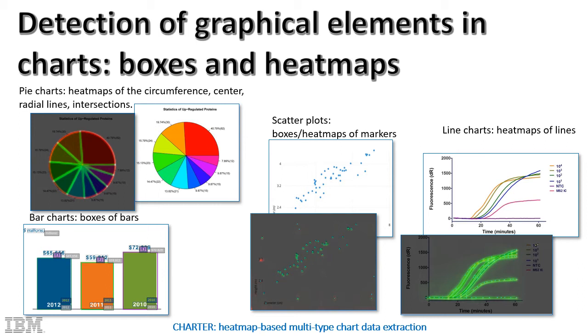In this fashion, we can train the detector to predict the pie circumference, the center, and the radial lines. For line and scatter charts, the heat map highlights the graph data. In any charts, we have dedicated heat maps for X and Y axis and for the ticks on the axis. These heat maps enable the downstream computer vision algorithms to find the relevant graphical objects, pie circles and sectors, line curves, etc. This allows us to support bar charts, pie charts, line and scatter charts.